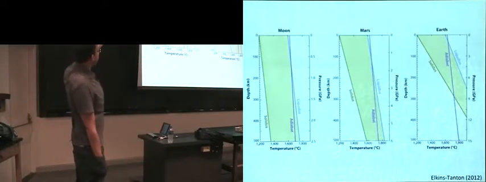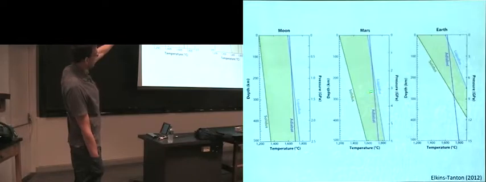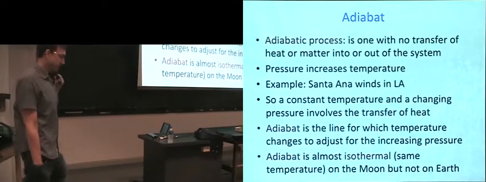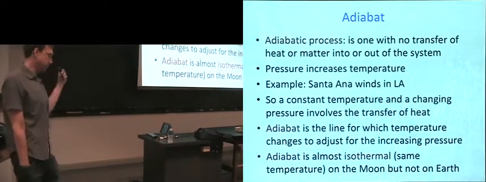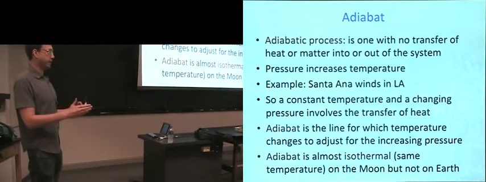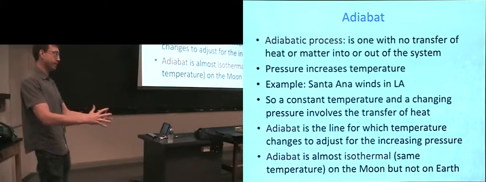And these curves here are the liquidus and the solidus. This is the onset of crystallization, and this is when it's completed. And this purple curve is an adiabat. As you go down in pressure, the adiabat is basically a line of constant temperature, except that you won't have constant temperature, because as you squeeze something, it warms up, it gets hotter.